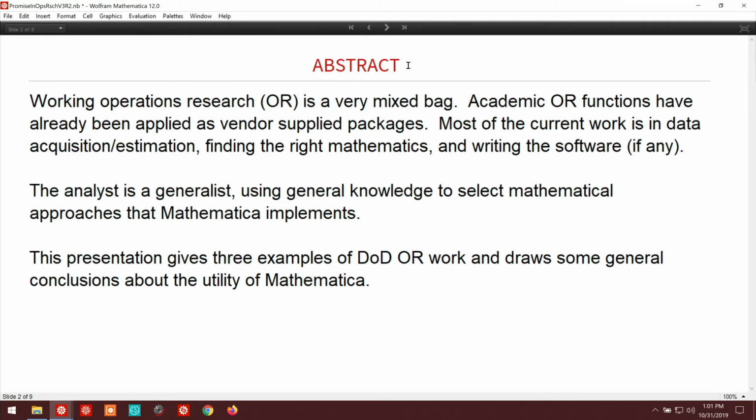The analyst must be a generalist simply because the set of problems is pretty much undefined. The generalist uses general knowledge to select mathematical approaches that Mathematica then implements. So I remember things that I heard about or read about that ought to apply, look them up in Mathematica, learn how to use the Mathematica functions, and then apply them. In this presentation, we'll give 3 examples of DoD operations research work, and it draws some general conclusions about the usefulness of Mathematica.